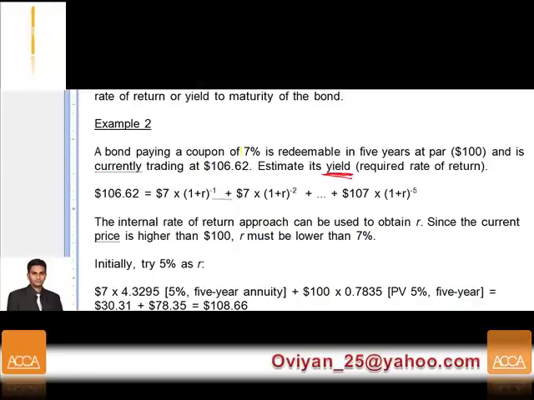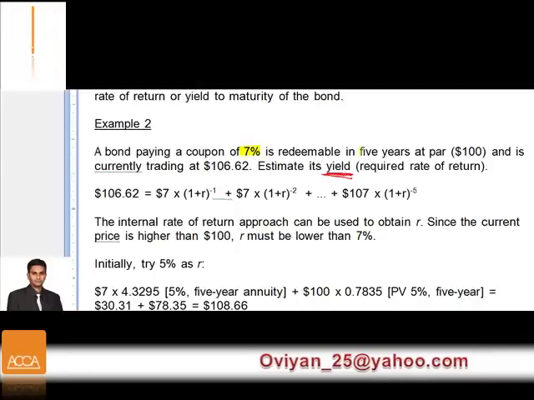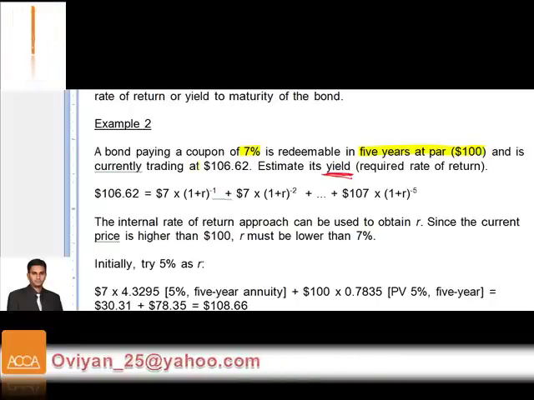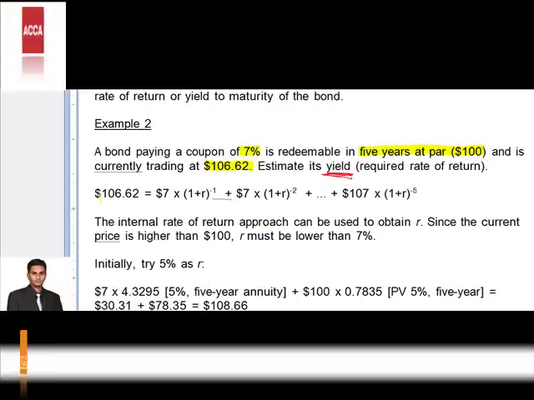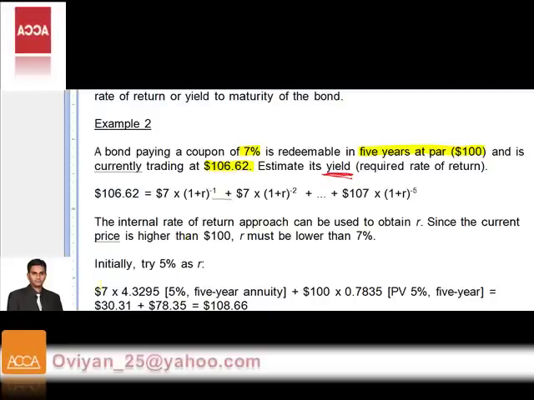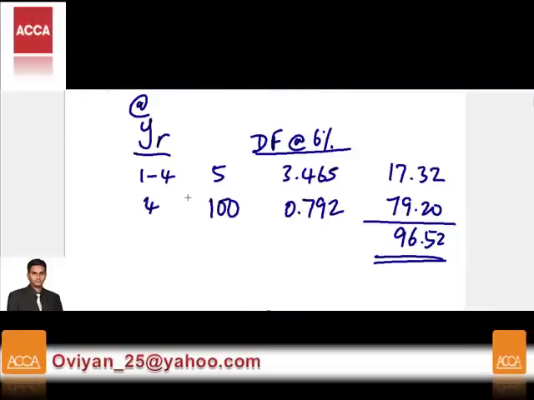Now, if the coupon rate is 7% and it's redeemable at par at 100, and today the price is trading ex-interest at 106.62, how are you going to get the yield? There are many approaches here. The examiner likes to use this IRR method, so we'll stick to that method for today. Now, example number 2.